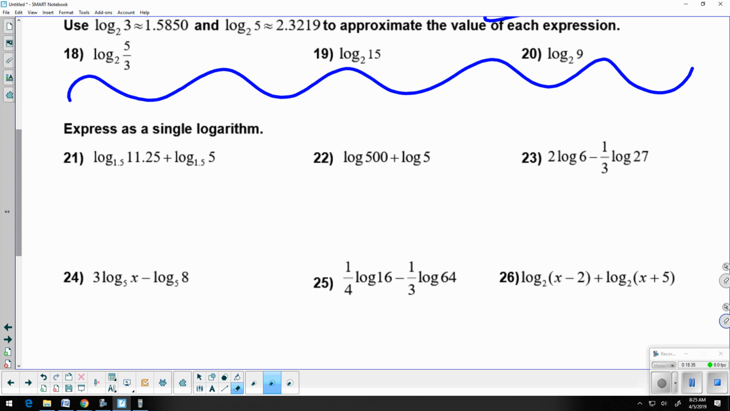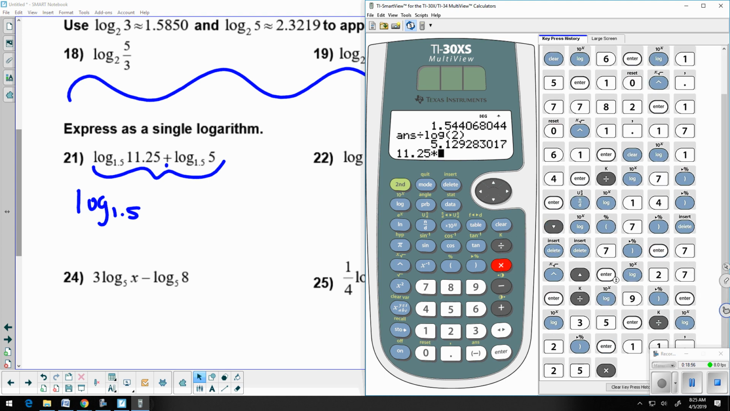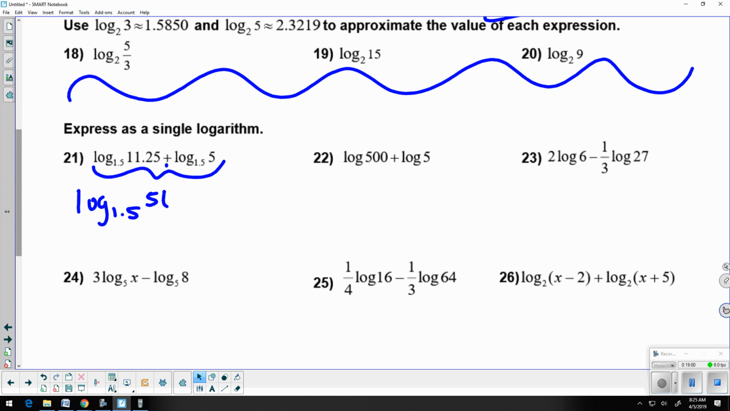So for number 21, because I see a plus sign separating the 2 logs, if I had expressed this as a single logarithm, I'm going to condense this by multiplication. Again, addition means multiplication. So I'm going to keep this as log base 1.5, and now I just simply want to multiply. 11.25 times 5 is what we're doing, and you get 56.25. We don't have to simplify it. It only says to express as a single log. That's all you have to do, so we're done.